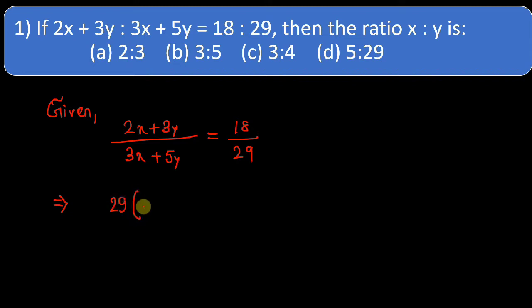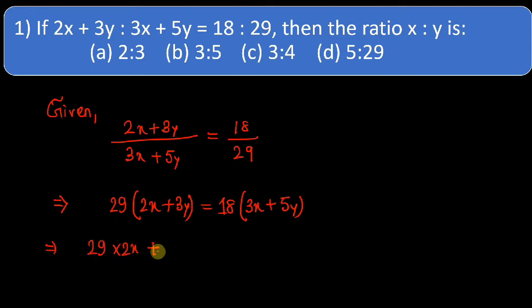So 29 into 2x plus 3y equals 18 into 3x plus 5y. Now we just need to multiply 29 into 2x. In this part I am showing it elaborately, but you need not do these steps in the examination. Just multiply the respective numbers and write the answers. So here it will be 29 into 3y, here it will be 18 into 3x plus 18 into 5y.